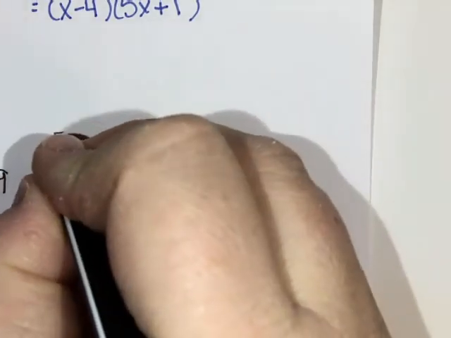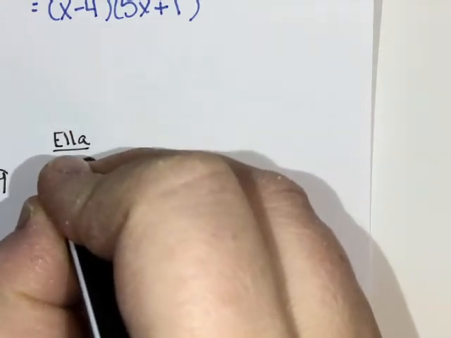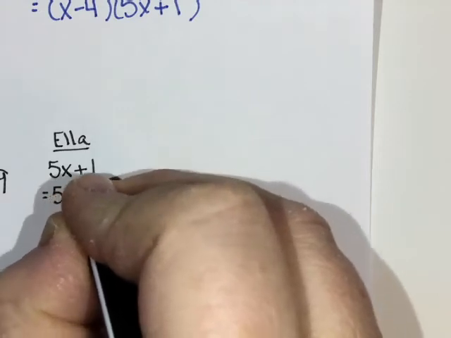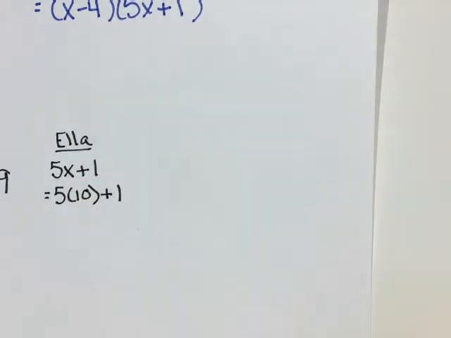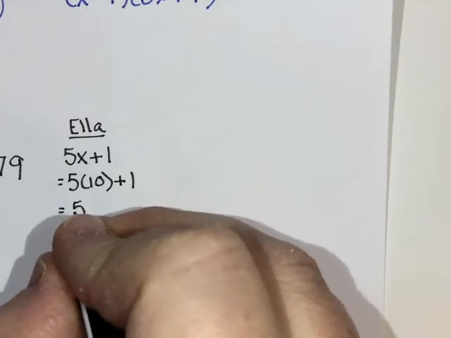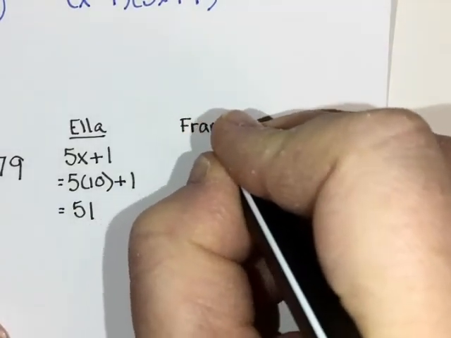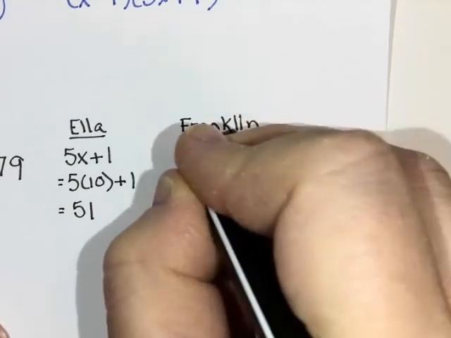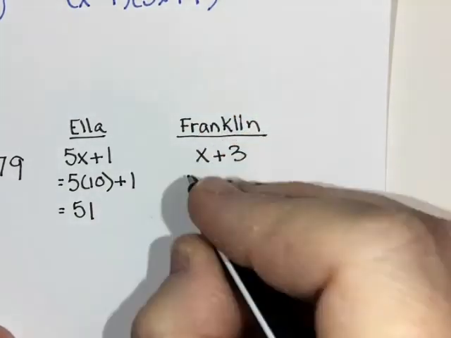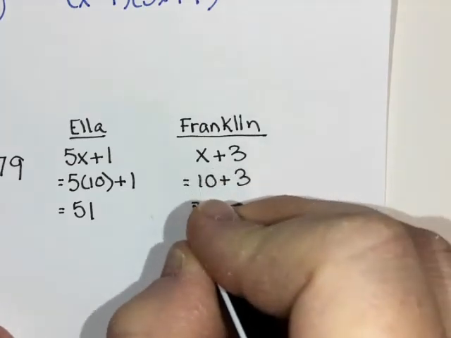So I've got Ella. She is 5x plus 1. So 5 times 10 plus 1. 5 times 10 is 50. 50 plus 1 is 51. All right, Franklin. So Franklin was x plus 3. X we solved is 10. So 10 plus 3 means Franklin is 13.